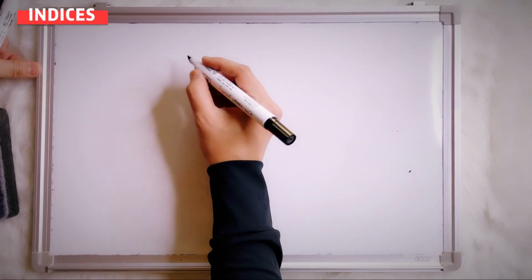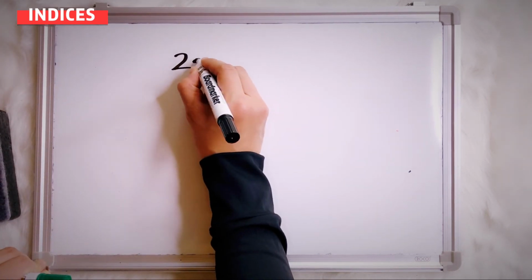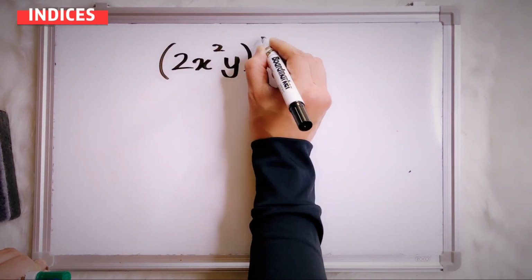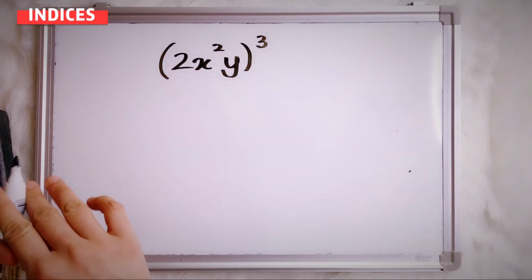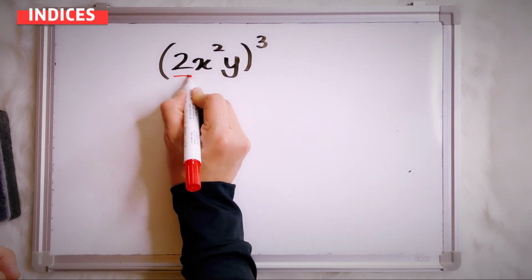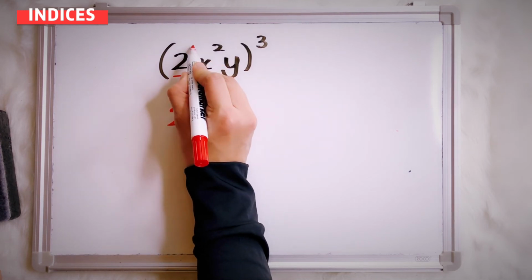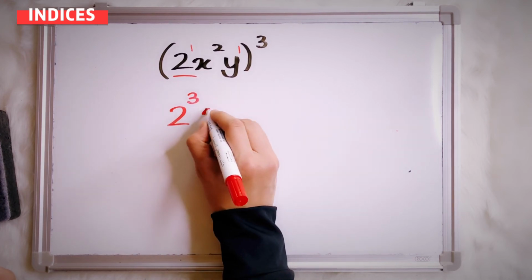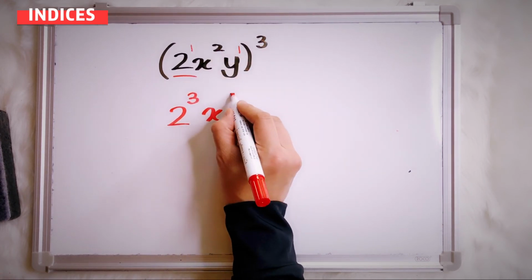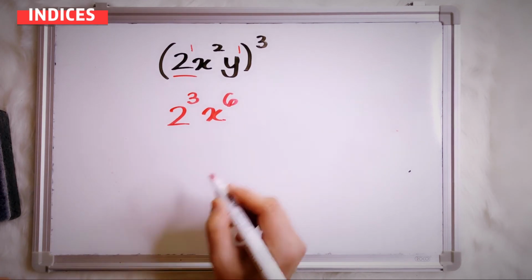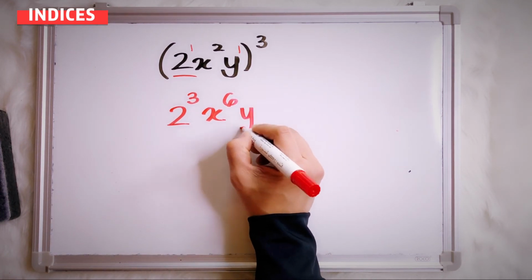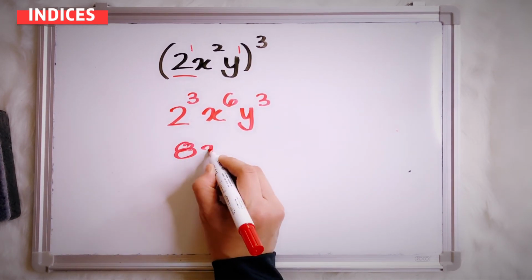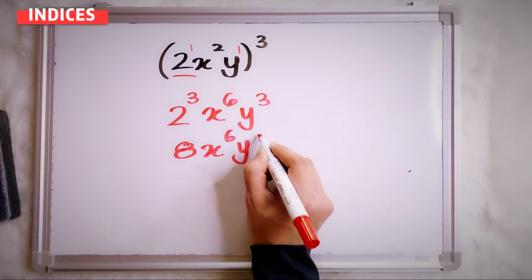If I give you 2x squared y, power of 3. So same thing. First number 2, here also means 1, yeah? Here also 1. So 1 times 3, power of 3. x, 2 times 3, power of 6, correct? Now your y, 1 times 3, 3. So 2 power of 3 means 8, x power of 6, y power of 3.